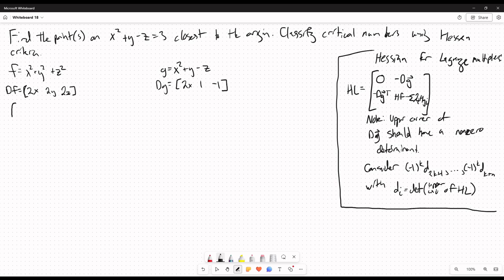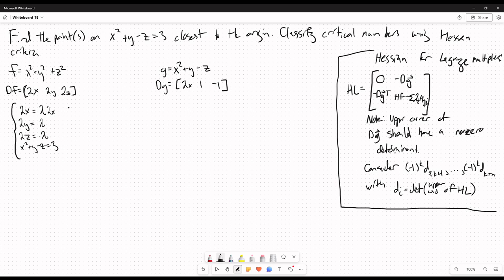So we get this nice system of equations. Using this Lagrange multiplier idea, we're going to have 2x equals lambda 2x. We're going to have 2y equals lambda. We're going to have 2z equals negative lambda. We're going to have x squared plus y minus z equals 3. That's our system of equations.